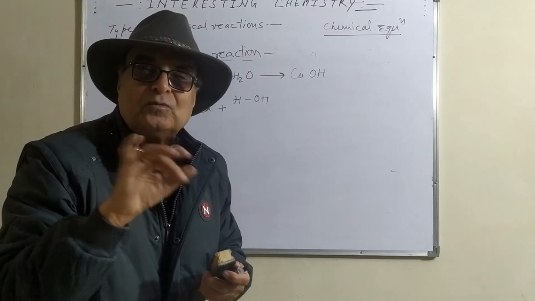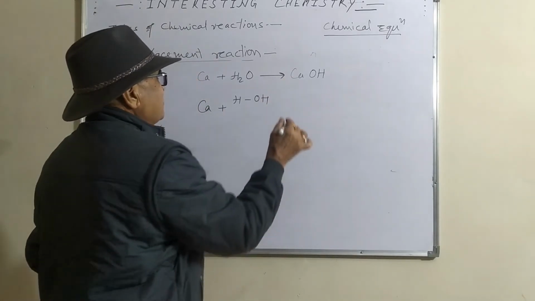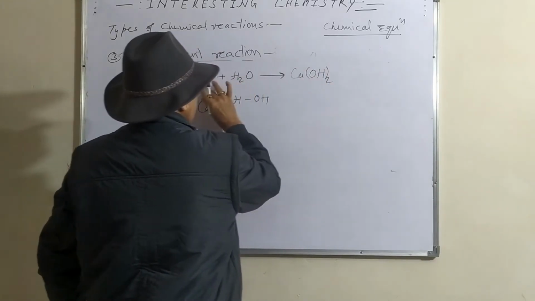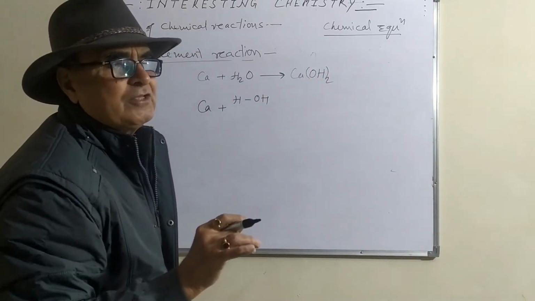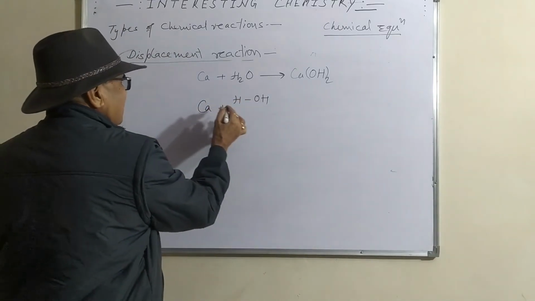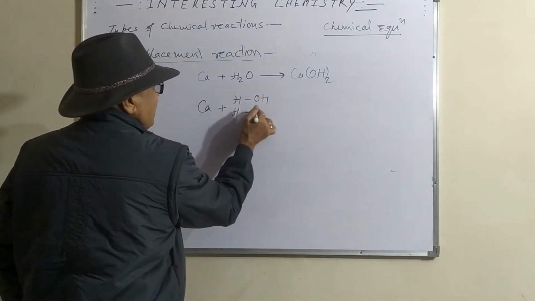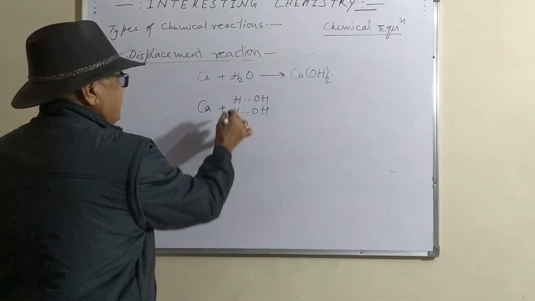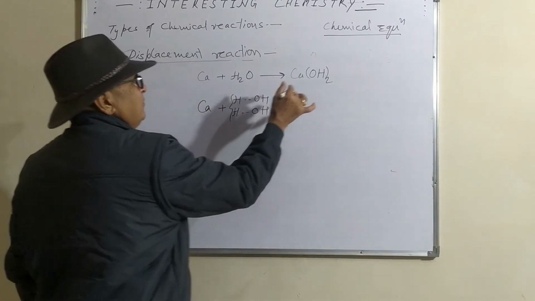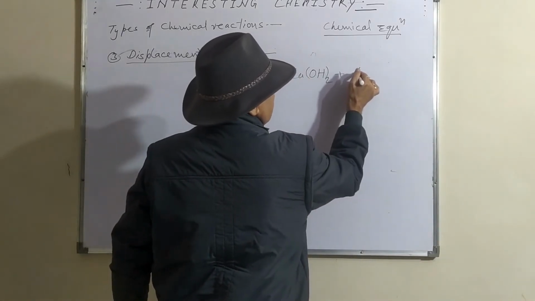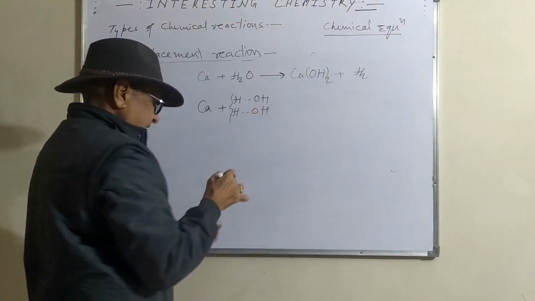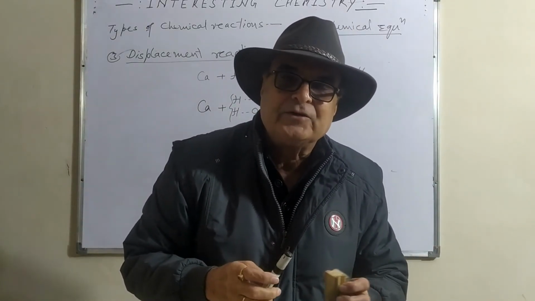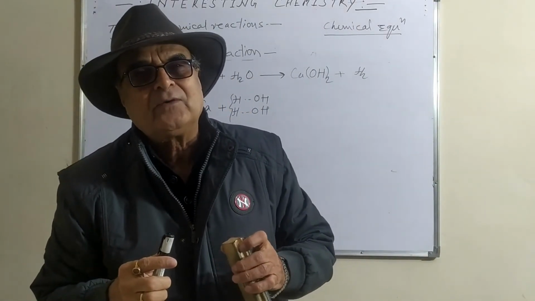Now check the formula of calcium hydroxide. Calcium is double positive, OH is negative, so the formula of calcium hydroxide will be Ca(OH)2. It means you require two molecules of water to form OH twice. So these two hydrogens will be displaced as hydrogen gas. So when calcium is added into water, calcium hydroxide and hydrogen are formed.